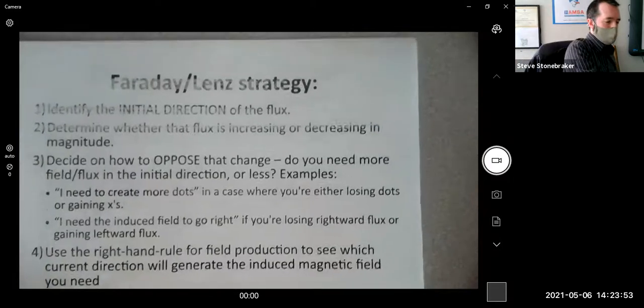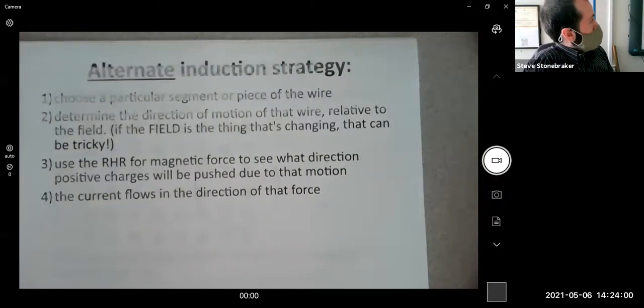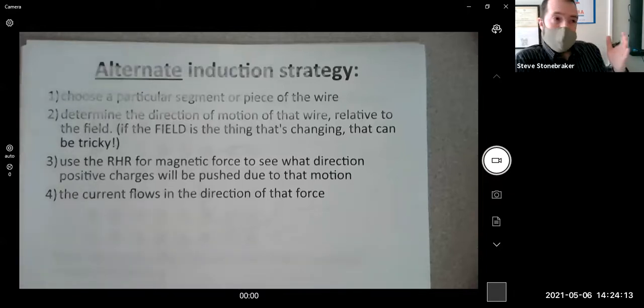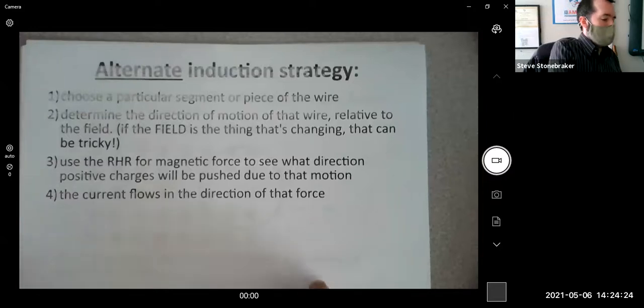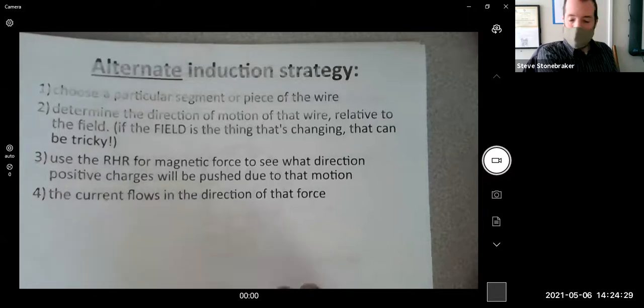And then the alternative, which sometimes, possibly often, is easier, is to think about magnetic forces instead. So imagine a proton in your wire. Think about the relative motion of that proton and the magnetic field lines. Figure out which direction the force on it is going to be. The current is going to go in that direction. So that makes it more like a lot of the problems that you've seen recently.